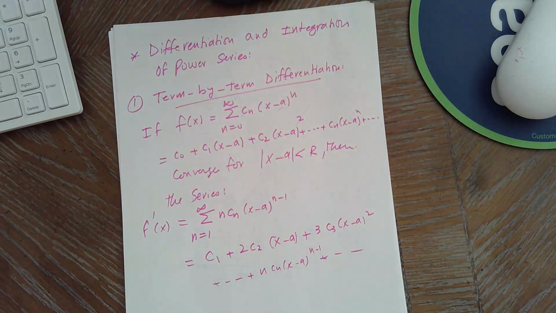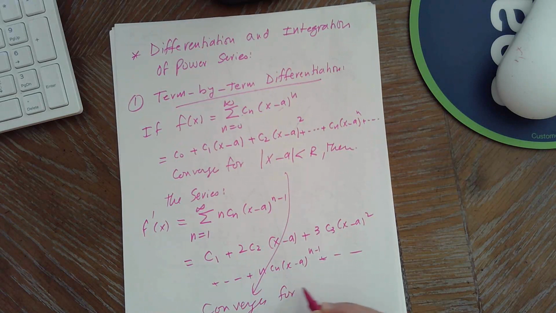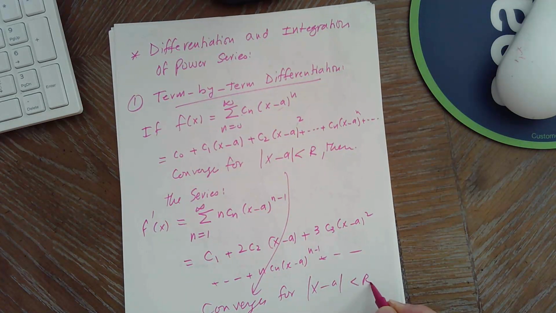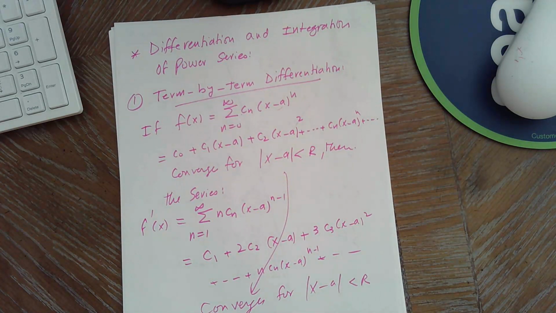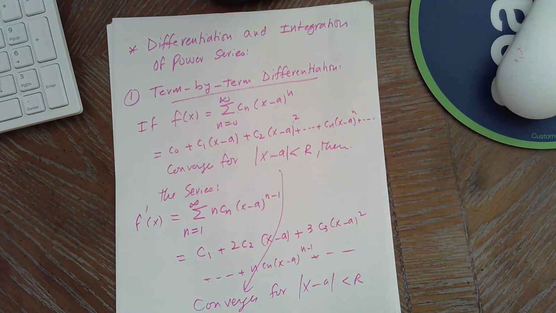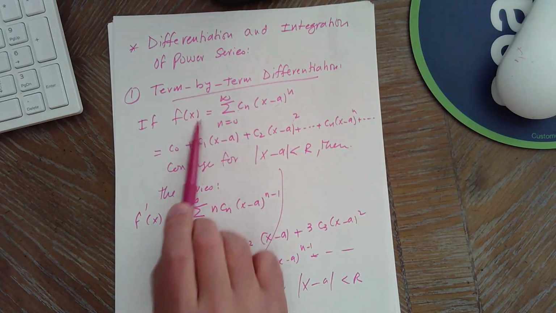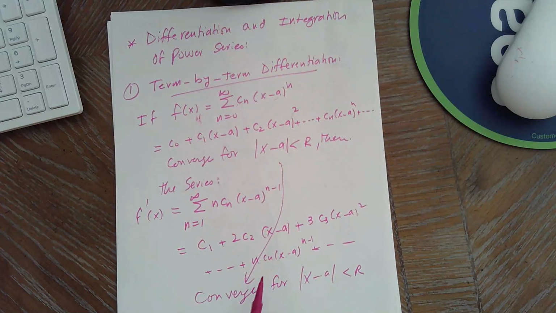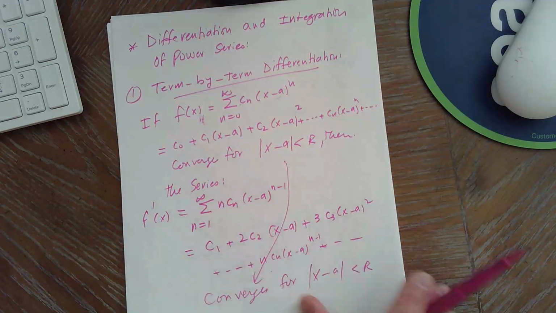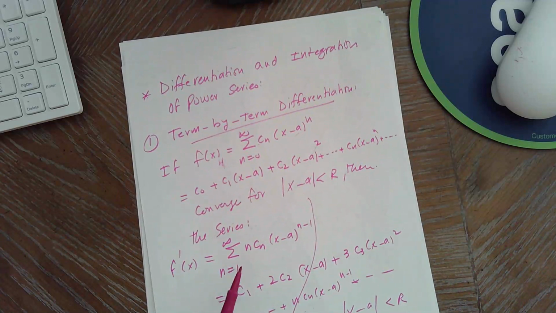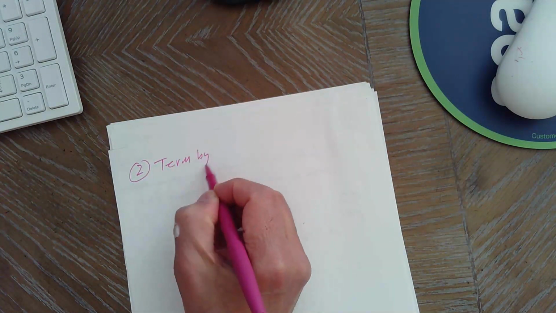So you differentiate the series term by term and it converges for the same interval as the original one. And if the series for f converges for all x, then this also converges for all x. So same interval of convergence. Now integration. Term by term integration.